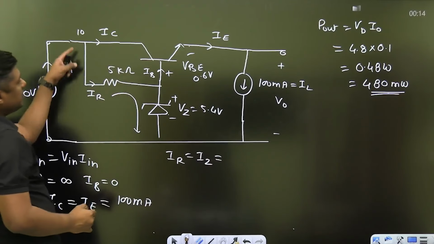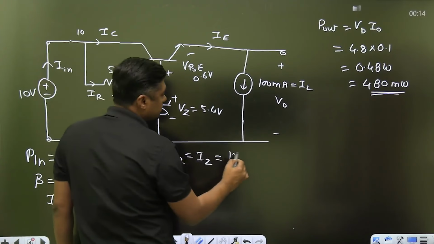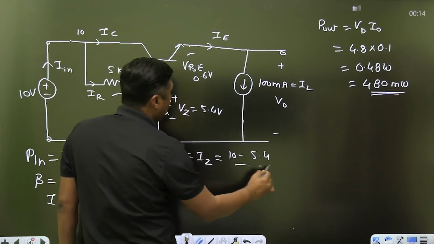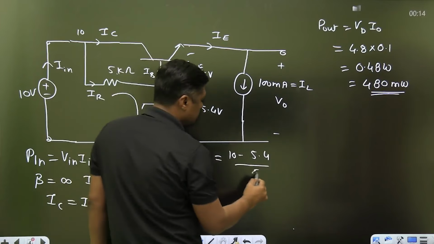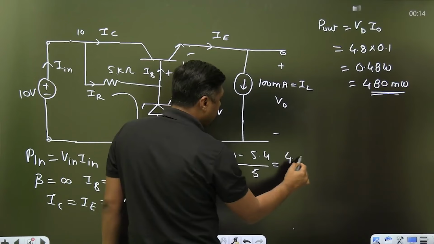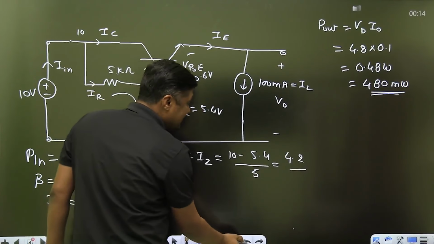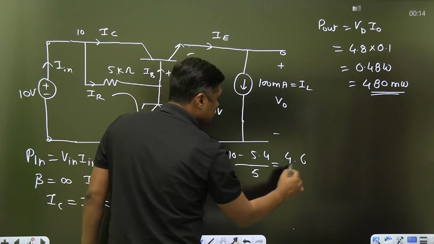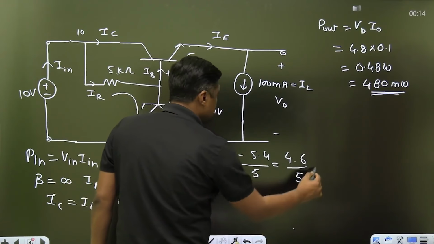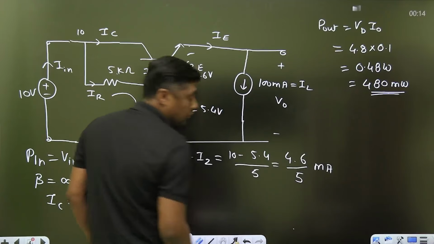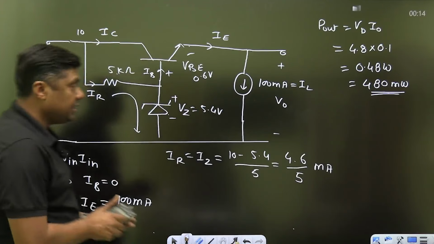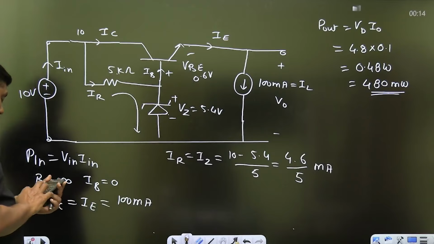That is equal to 10 minus 5.4 upon R, 5 kilo ohm. That will become 4.6 upon 5. This is in milliampere. You can calculate 4.6 upon 5. This is the Zener diode current, 0.92.